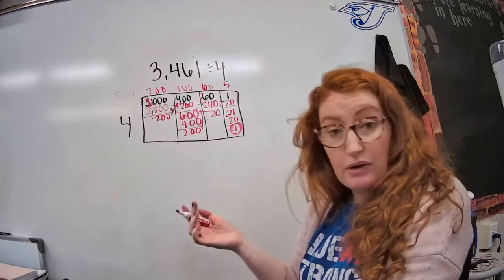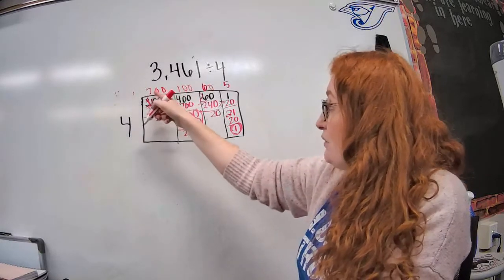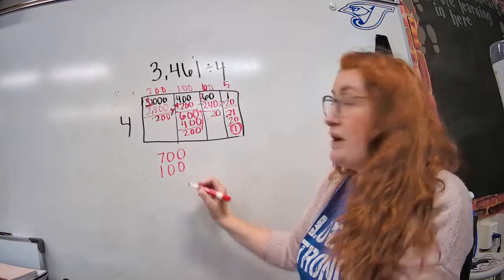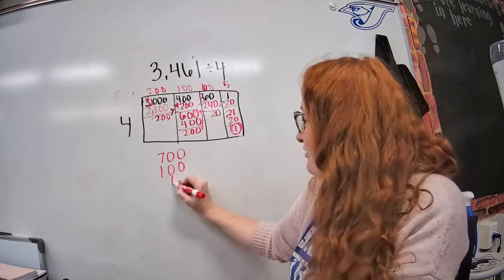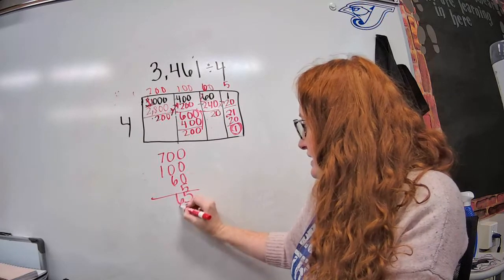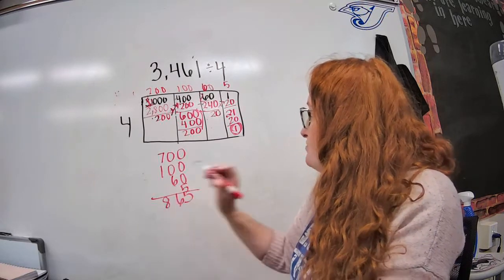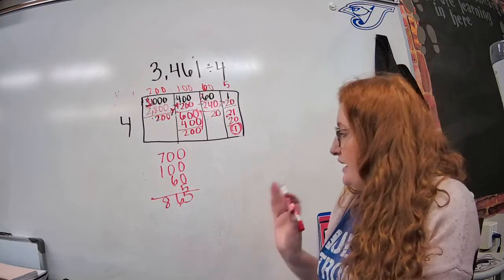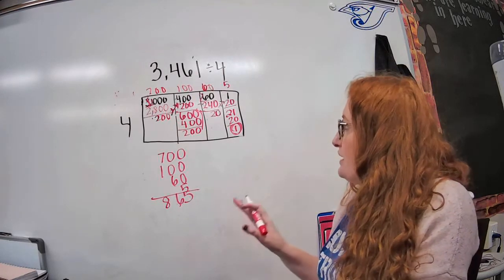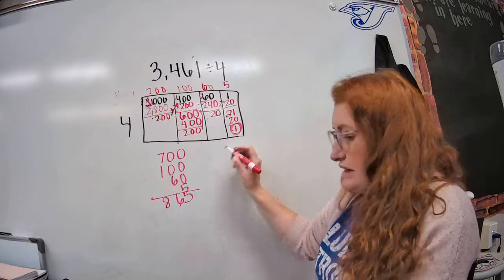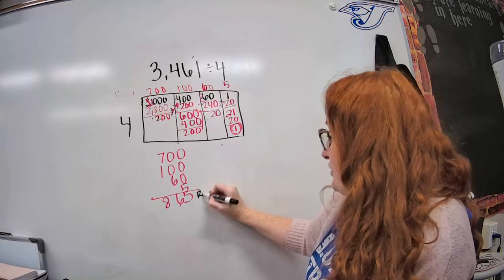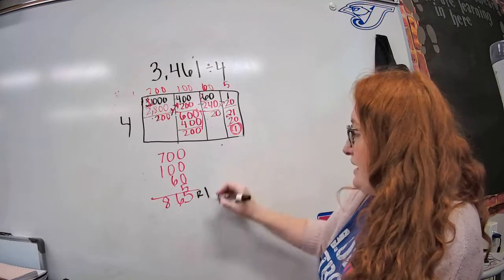And then to find my quotient, what do I have to do? I have to take what I wrote on top and add them up together. 700 plus 100 plus 60 plus 5. Here we go, 5 all the way down, 6, and then 8. Okay, you've got 865. And we want to take that and check it. So I'm going to use my black marker, and it will be remainder 1. Excuse me. We have to make sure we don't forget that R1.